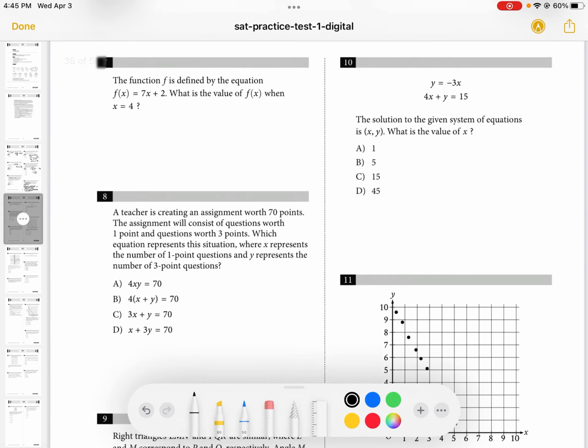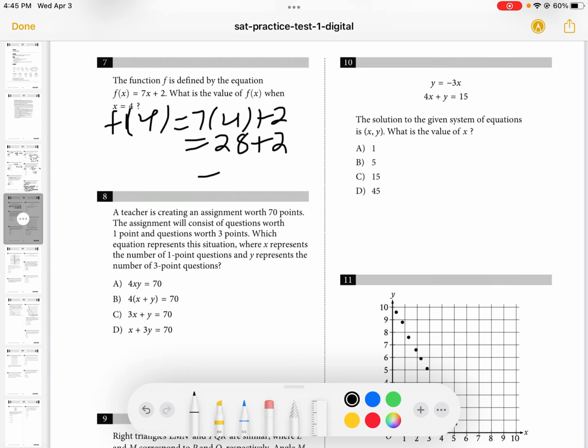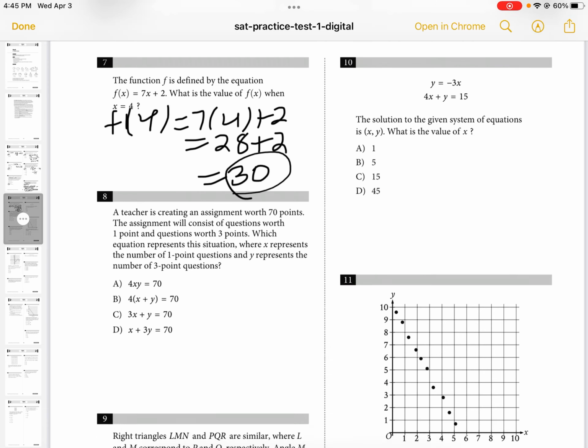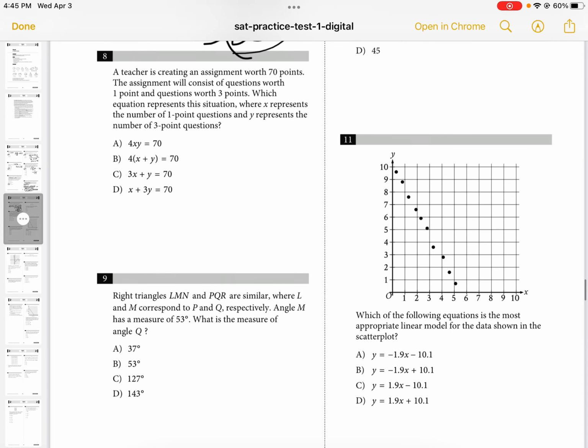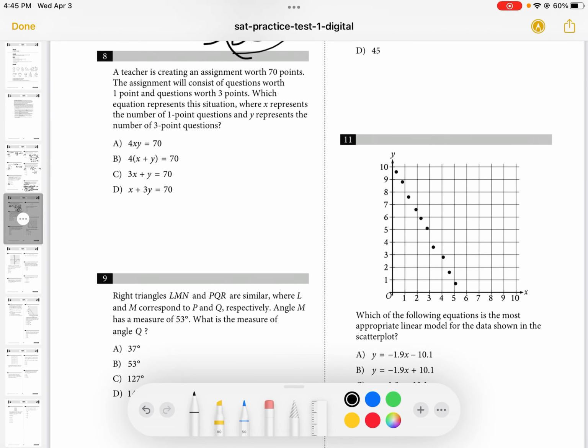The function f is defined by the equation f of x equals 7x plus 2. What's the value of f of x when x equals 4? So f of 4 equals 7 times 4 plus 2. That's 28 plus 2. That's 30. Next question.